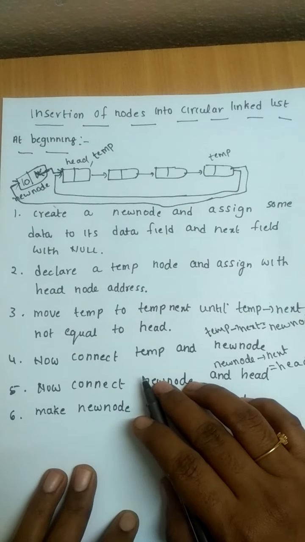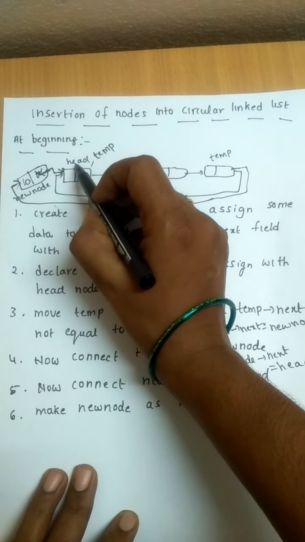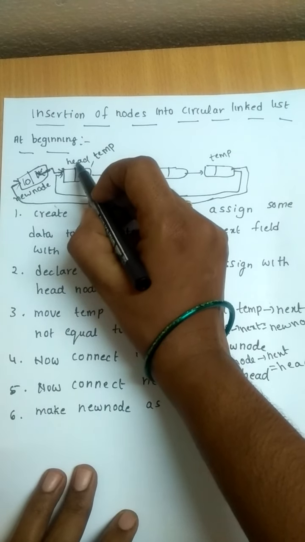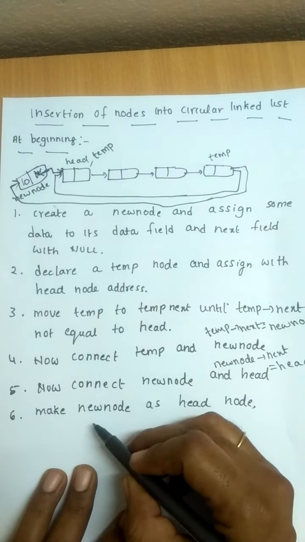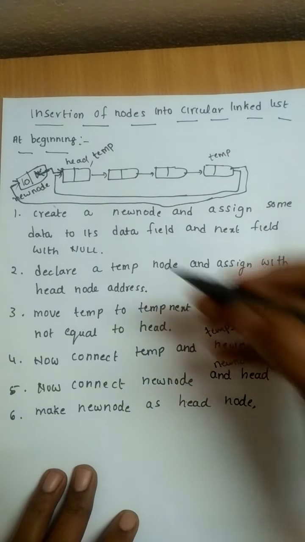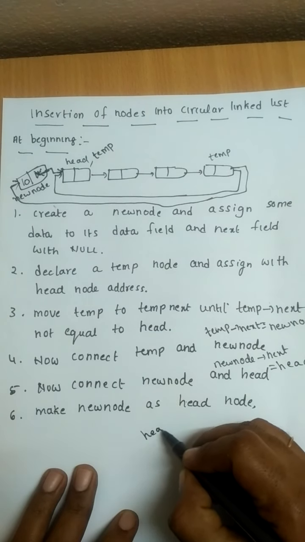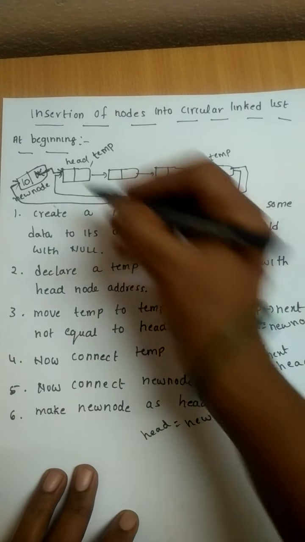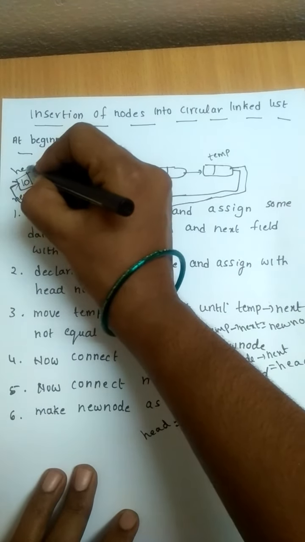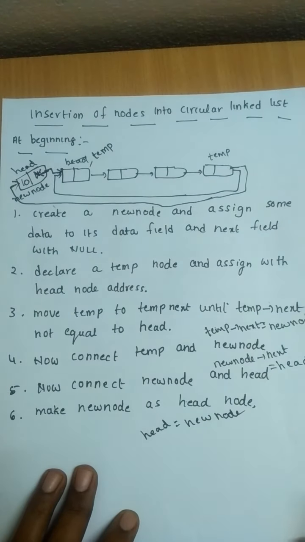Now what do we have to do? We have to move our head to the new node because this is the first node. That is the last step. Make the new node the head node. Head equal to new node. Now this will become our head node.